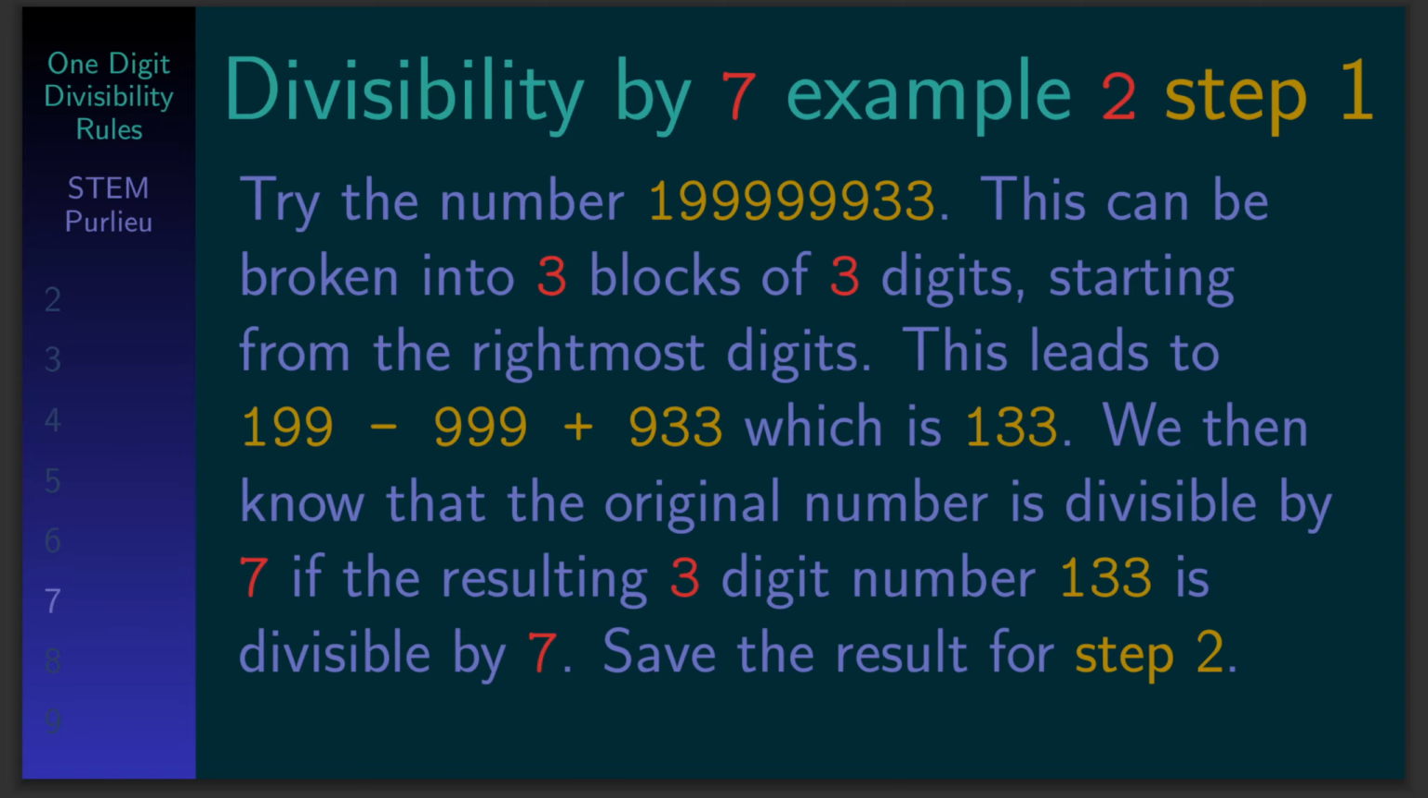Now let's try the number 199,999,933. This can be broken into 3 blocks of 3 digits starting from the rightmost digits. This leads to 199 minus 999 plus 933, and the sum of this is 133. We then know that the original number is divisible by 7 if the resulting 3-digit number, 133, is divisible by 7. Save the next results for step 2.